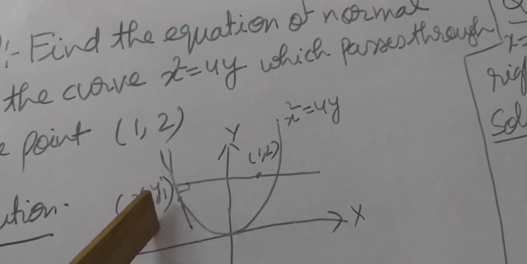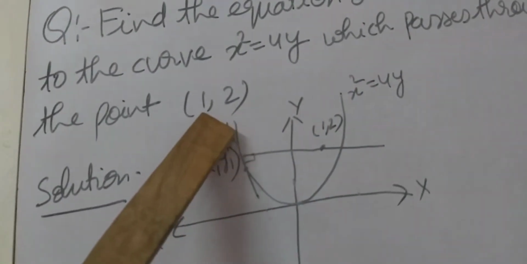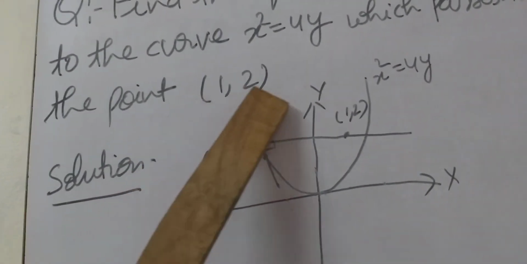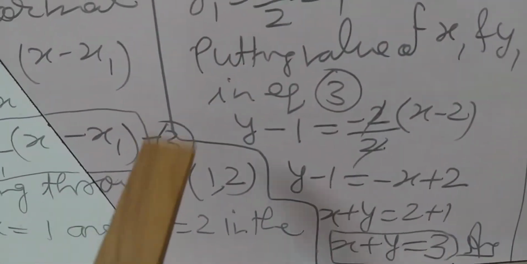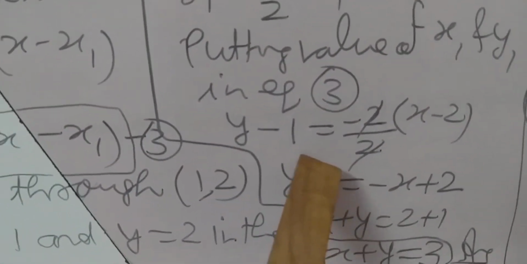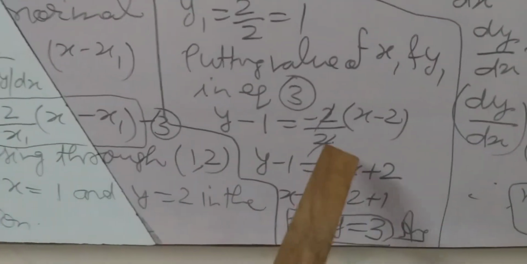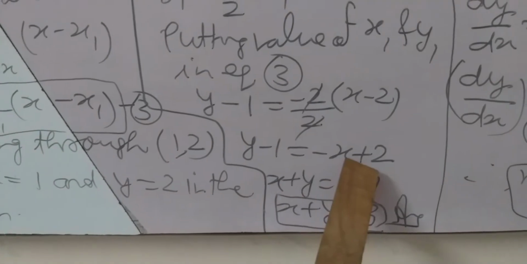So always remember student, when the equation of tangent or normal passes through any point, then it will not be the value of (x1, y1). We have to find out the value of (x1, y1) by making the equation. Now student, we have to put the value of (x1, y1) in equation 3 to get the equation of normal. So y1 value, y minus 1 equals to minus 2 upon 2 into (x minus 2). So y minus 1 equals to minus x plus 2.